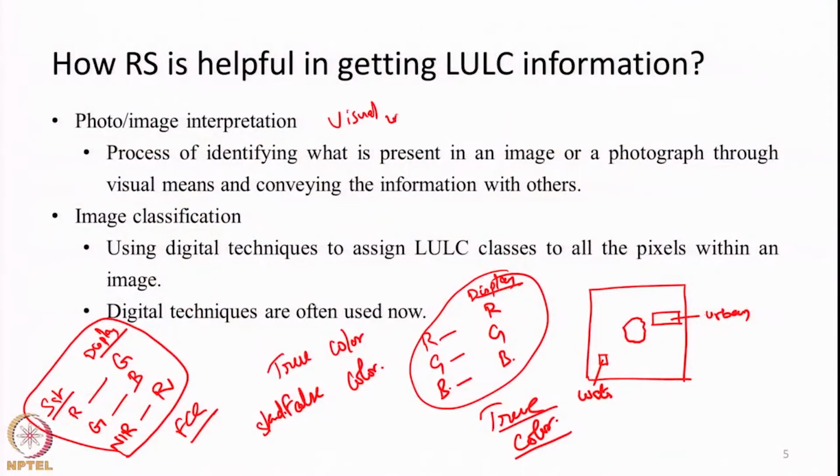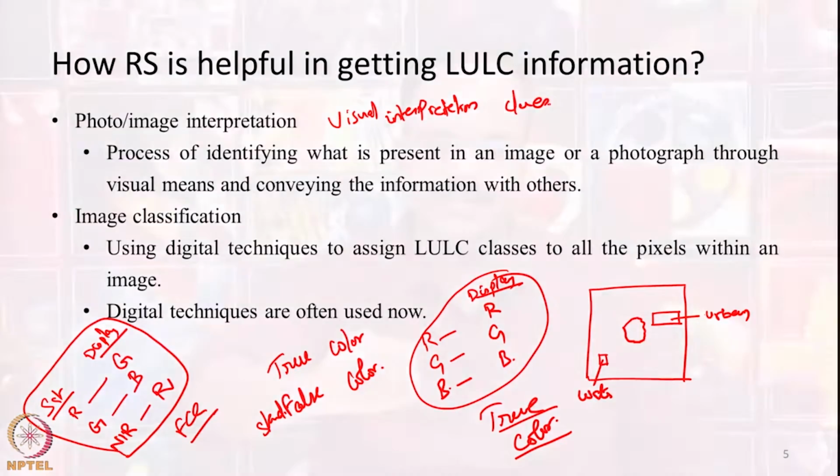I write here, visual interpretation clues. People will be able to identify what is there to a very good extent. So, they will manually trace such features and that will be considered as a LULC map, then it will be transformed into a proper map. So, that was how LULC maps were prepared in the olden days.